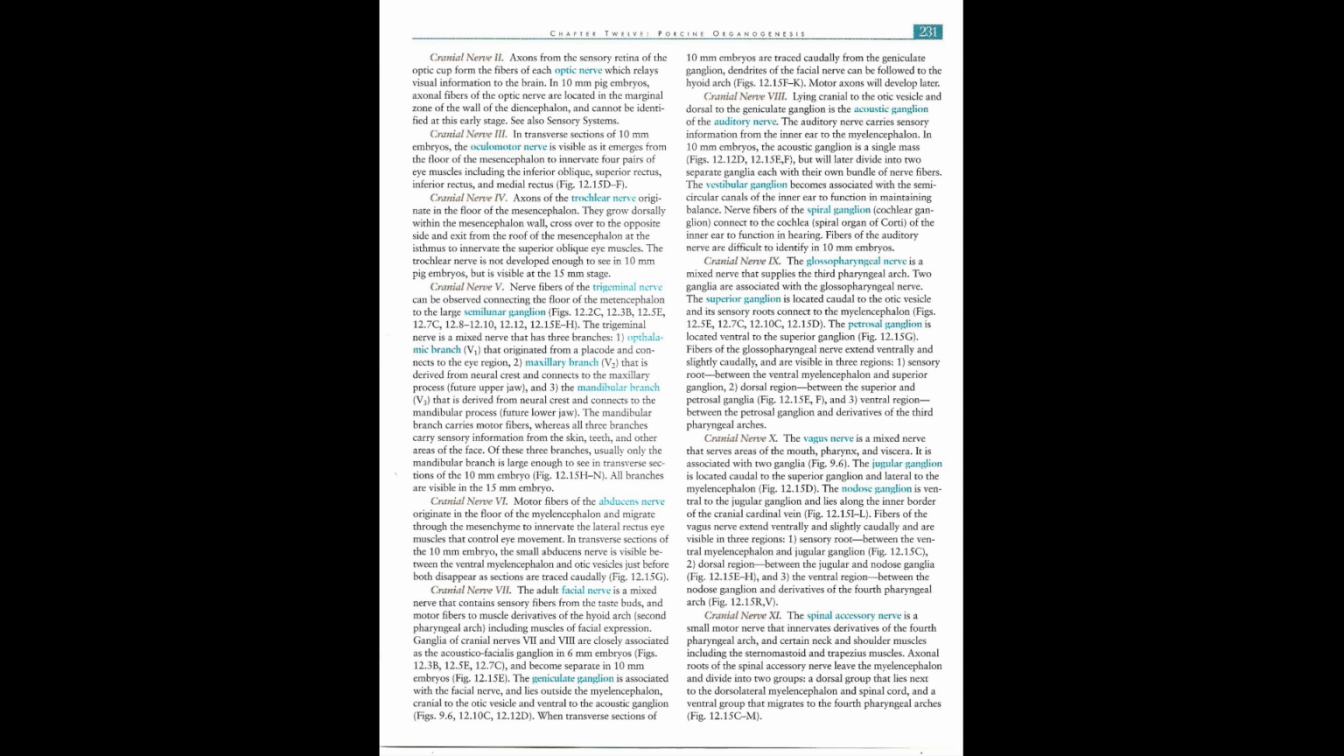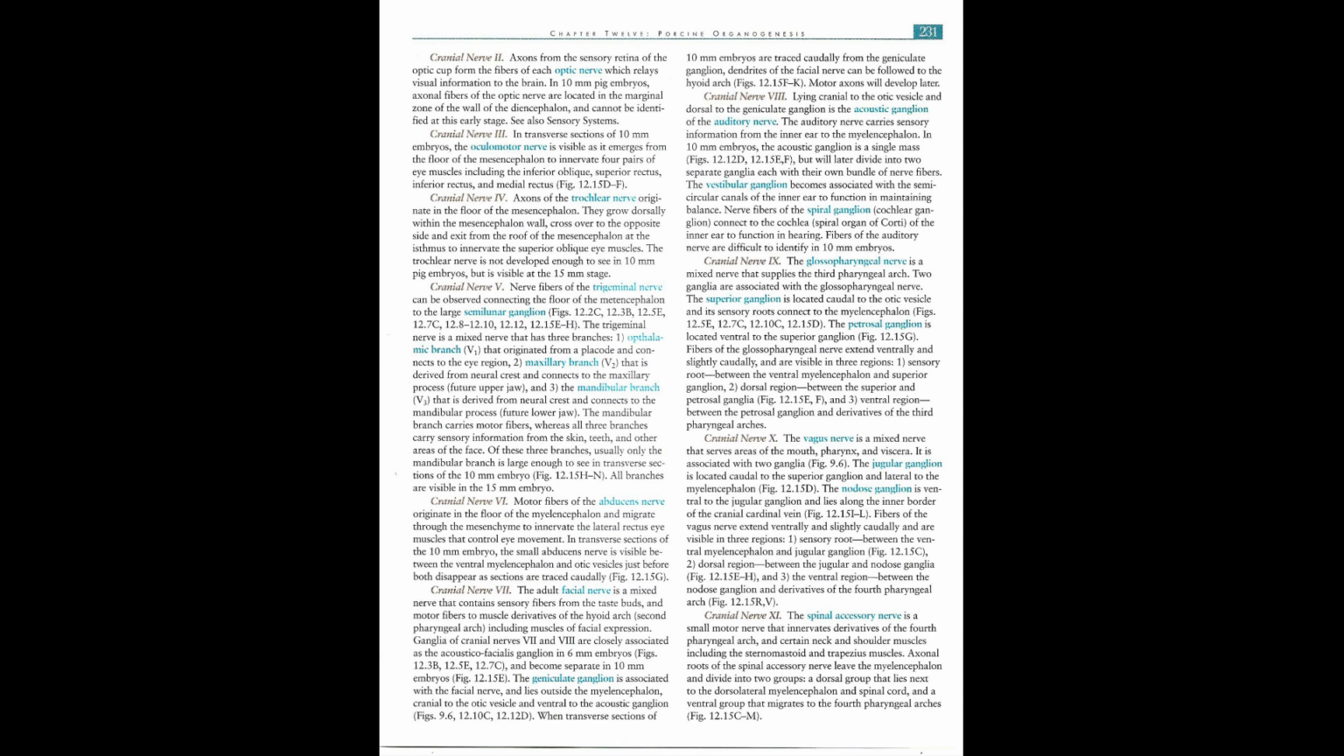Fig 12.15l. Fibers of the vagus nerve extend ventrally and slightly caudally and are visible in three regions: 1. Sensory root between the ventral myelencephalon and jugular ganglion, Fig 12.15c. 2. Dorsal region between the jugular and nodose ganglia, Fig 12.15e-h, and 3. The ventral region between the nodose ganglion and derivatives of the fourth pharyngeal arch, Fig 12.15r-v.